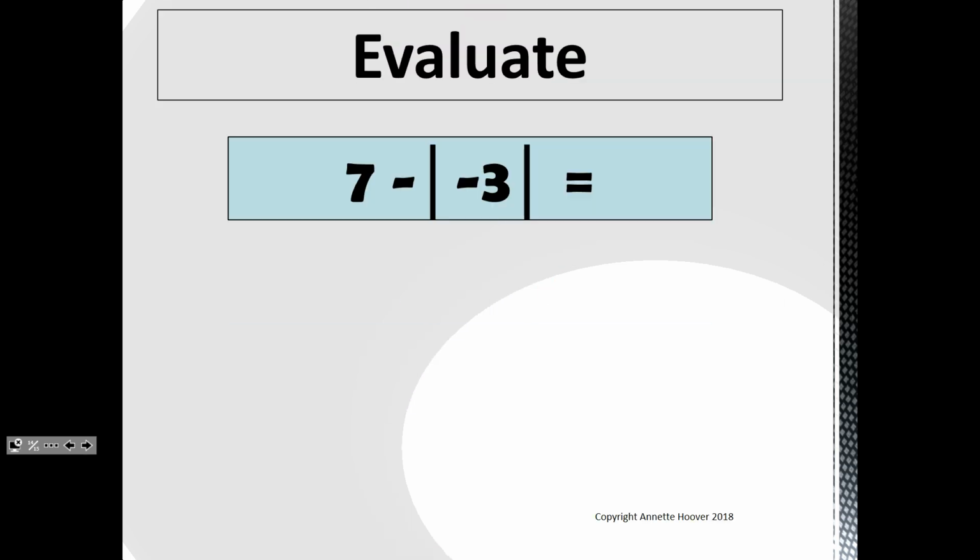In the next scenario, we have 7 minus the absolute value of negative 3. Absolute value symbols work like parentheses. You have to evaluate this first. So we have 7 minus what is the absolute value of negative 3? How far is that from 0? 3. So our answer is 4.